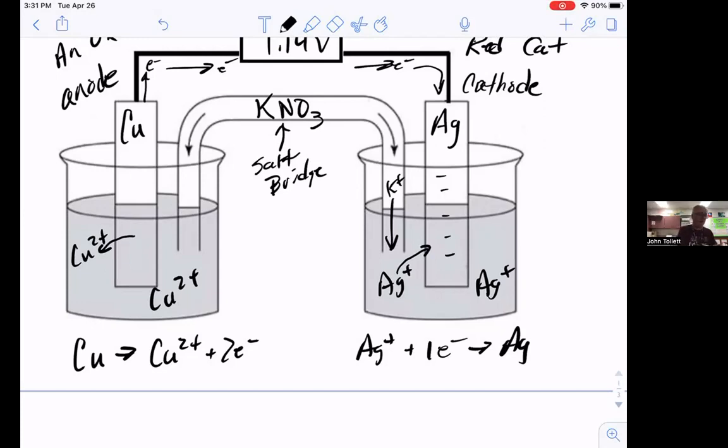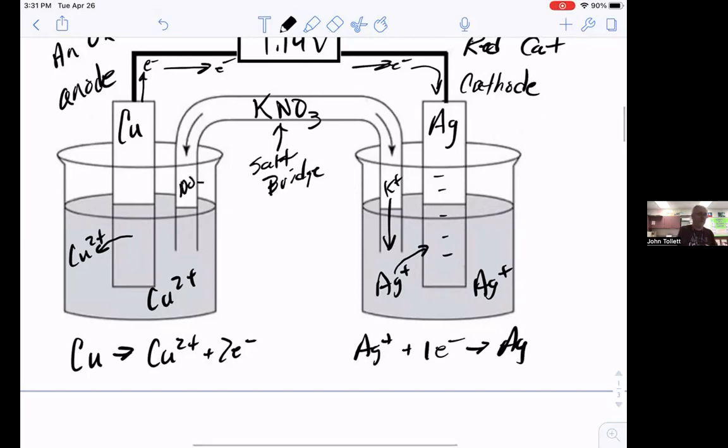The gain of positive ions, sorry, on the other side. Nitrate ions will go in here to accommodate for those. And that will keep the cell neutral in both compartments.